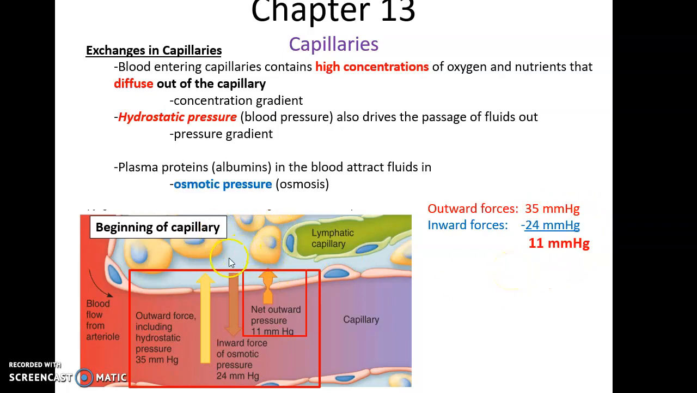However, there are also inward forces trying to push fluids back into the capillaries. This is the osmotic pressure, and this is because of the plasma proteins, especially the albumins, are basically making the blood more hypertonic. So some water wants to return to the blood capillaries. However, as you can see, the outward force of hydrostatic pressure is much greater than the inward force of osmotic pressure, and so materials will leave the blood capillaries.